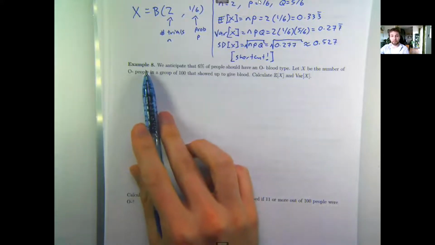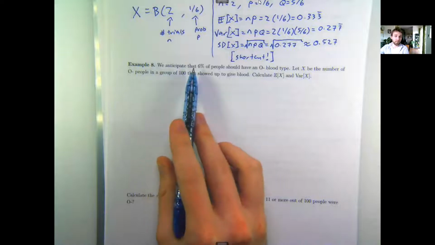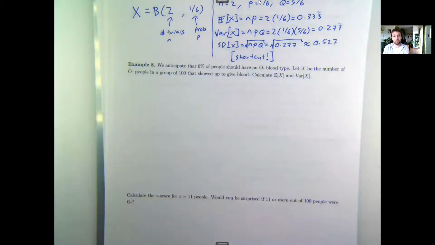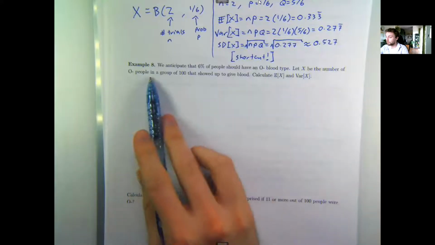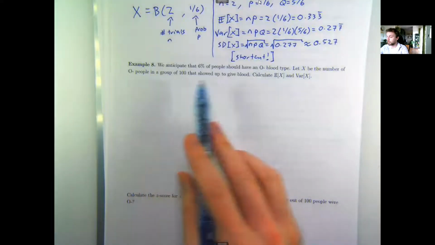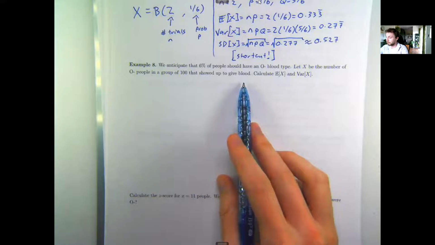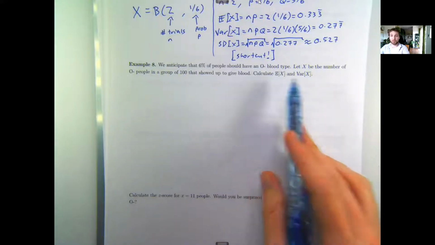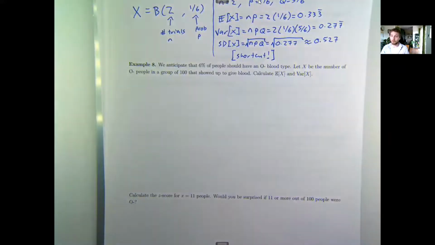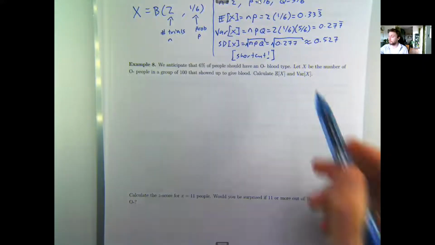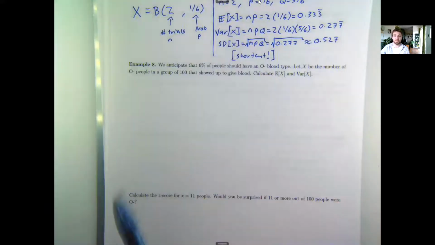So let's look at example 8. We anticipate that 6% of people that show up for a blood drive have O negative blood type. This is a really sought after blood type. Let X be the number of O negative people in a group of 100 that showed up to give blood. I want the expected value and the variance. If you're following along at home, I would encourage you to pause the video here to see if you could come up with that expected value and standard deviation before we go through it together.